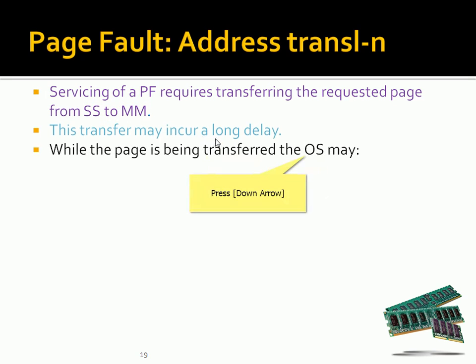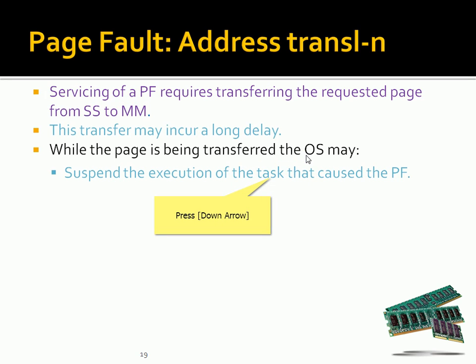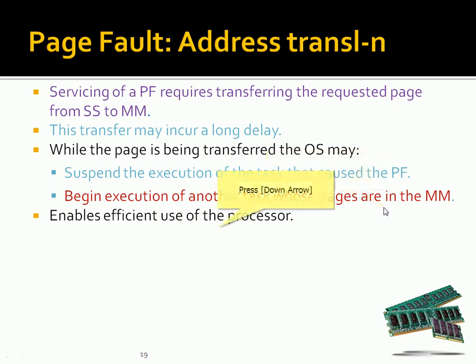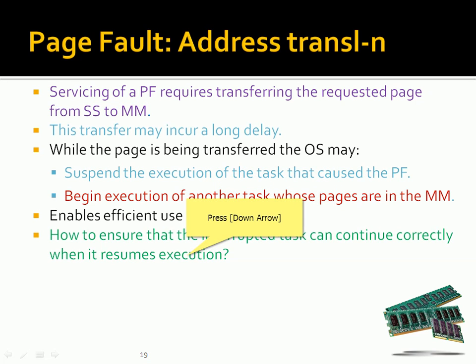While the page is being transferred, the OS may suspend the execution of the task that caused the page fault, and begin execution of another task whose pages are in the main memory. That enables efficient use of the processor. So we can make efficient use of the processor. How do we ensure that the interrupted task can continue correctly when it resumes execution?